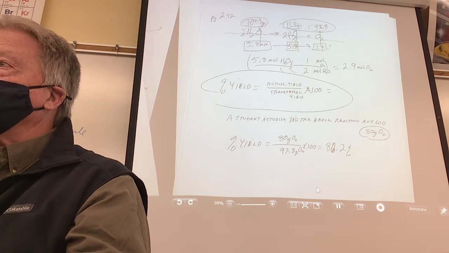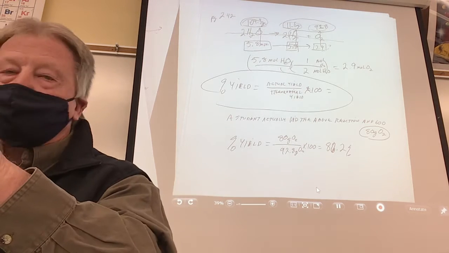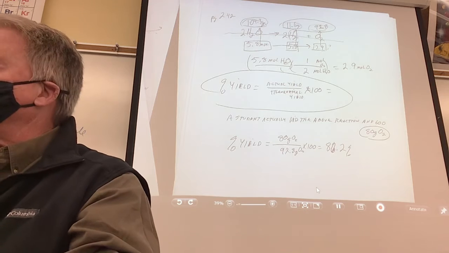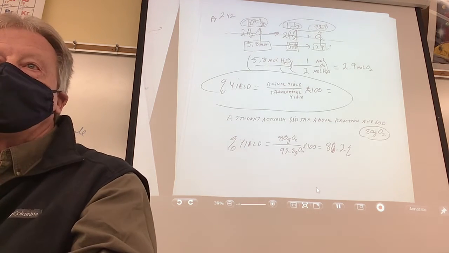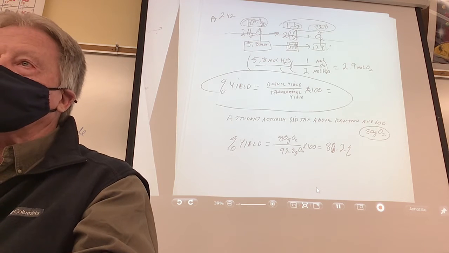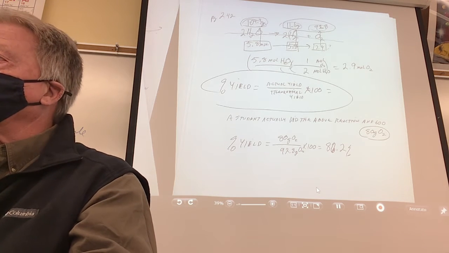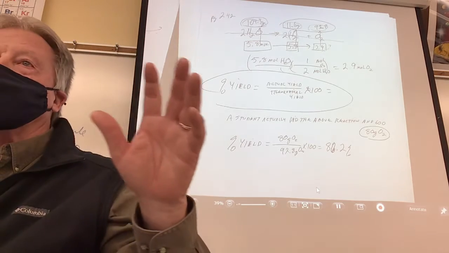I'm looking at your faces. You react these two chemicals in a beaker, and this precipitate's there, it's sitting in the beaker, but it's in water. What are you going to do? I need to know the mass of that precipitate. What do you think you're going to do? Raise your hand if you know. A guess. How about a guess?